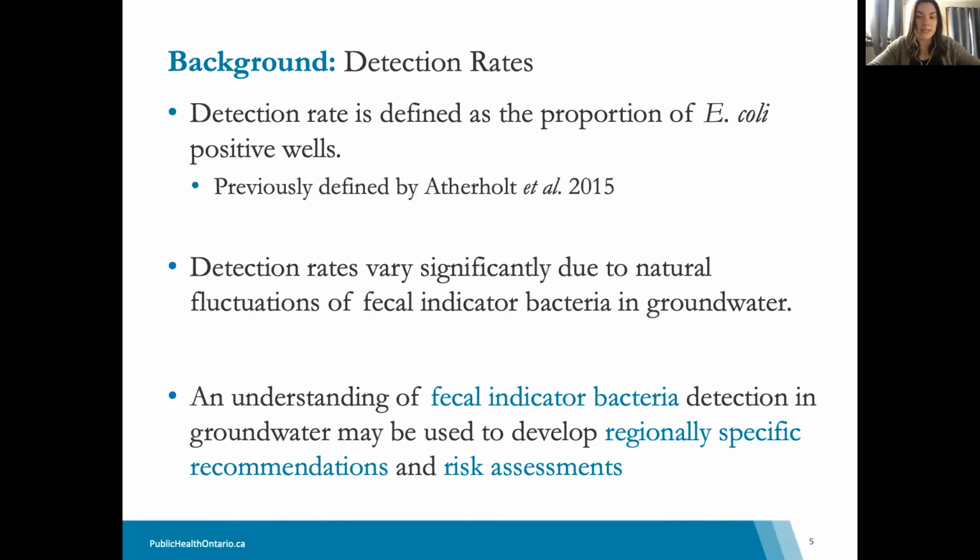But detection rates vary significantly due to natural fluctuations of indicator bacteria in groundwater. Also because indicator bacteria like E. coli are usually detected sporadically and in low concentrations in groundwater. Another factor that can influence the detection rate is the number of times a well is sampled, which is the focus of this presentation.